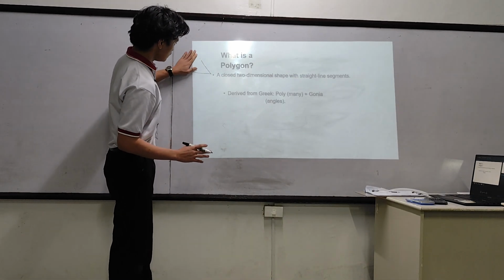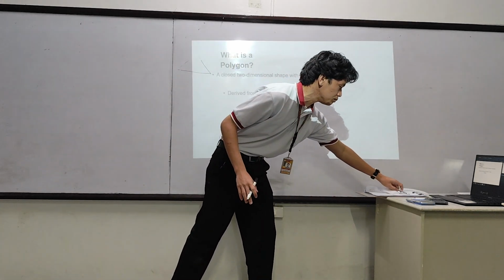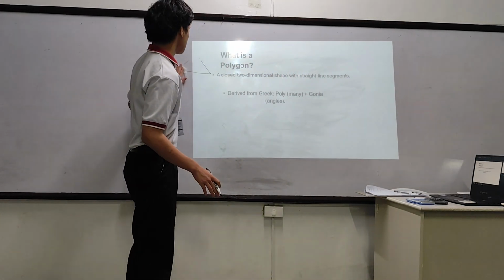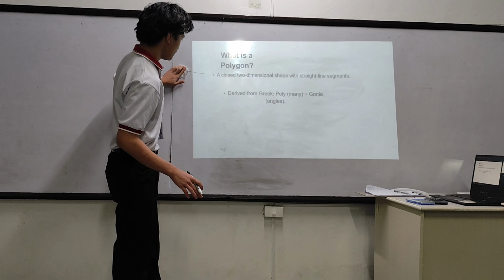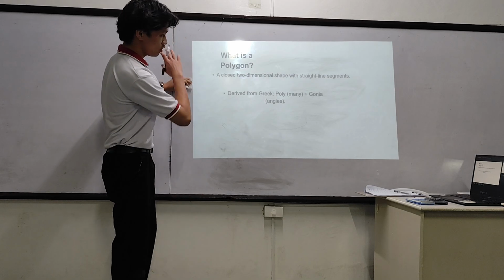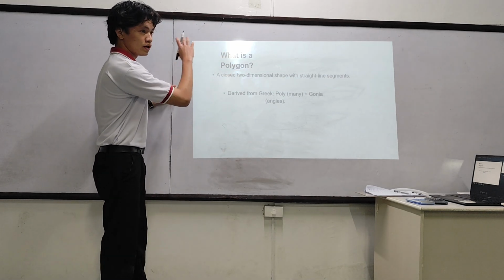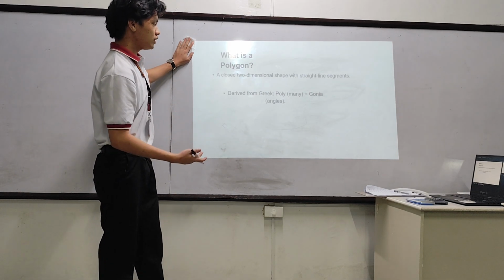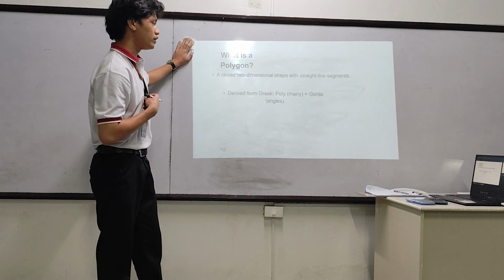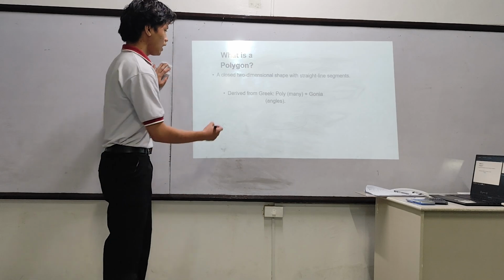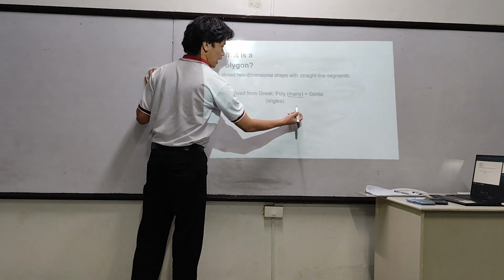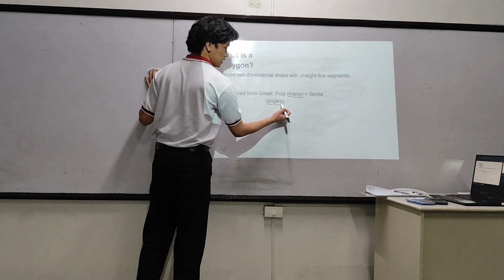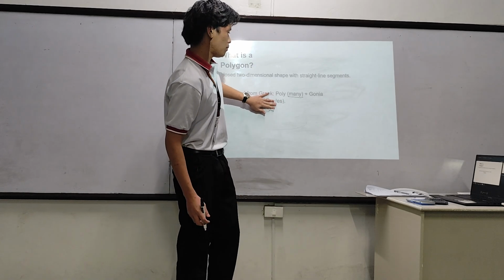A circle is not considered to be a polygon because it has a curved line toward its circumference. The word polygon comes from Greek: poly, which means many, and gonia, which means angles. So that's where it derives from.